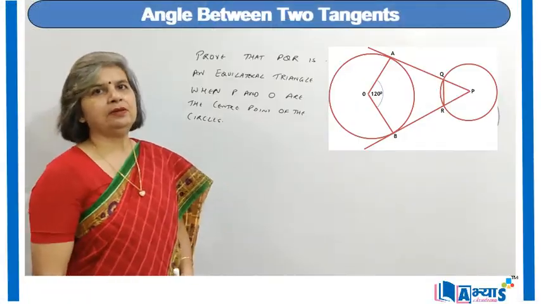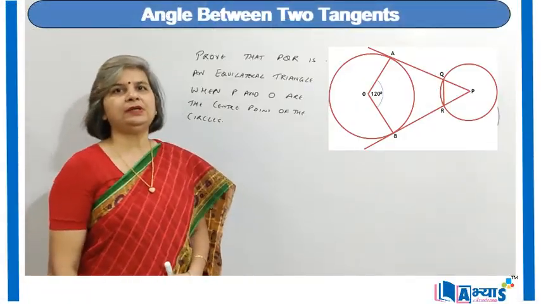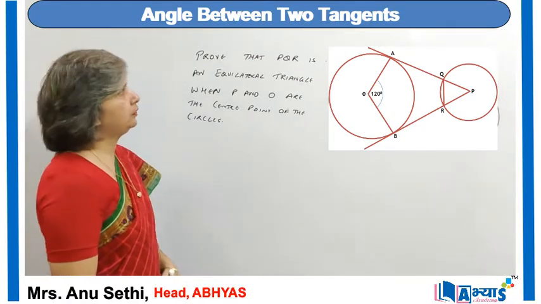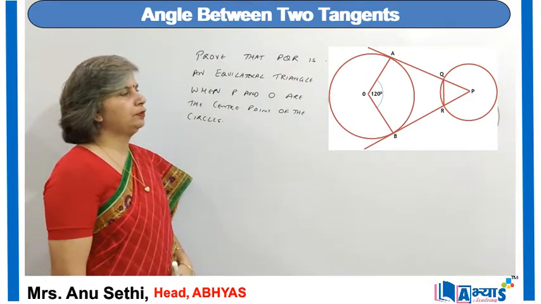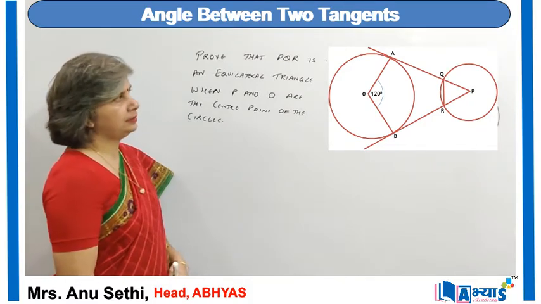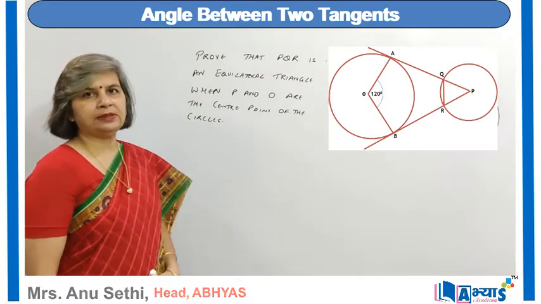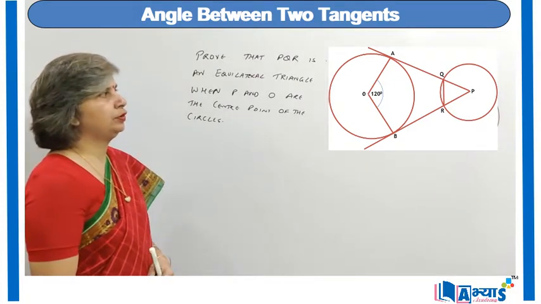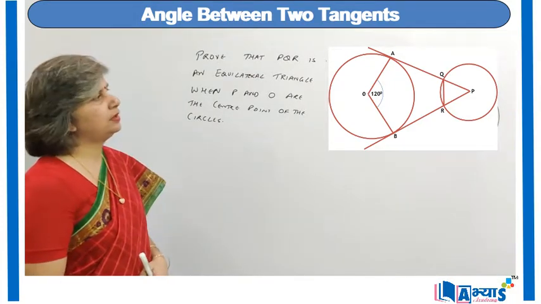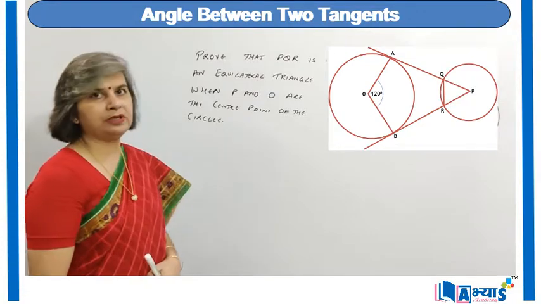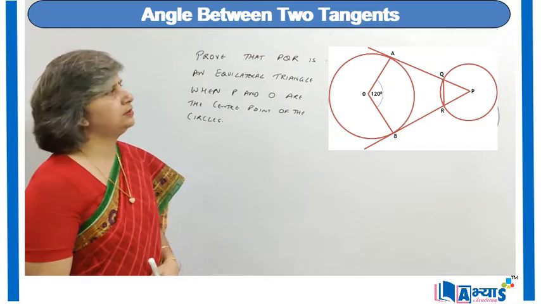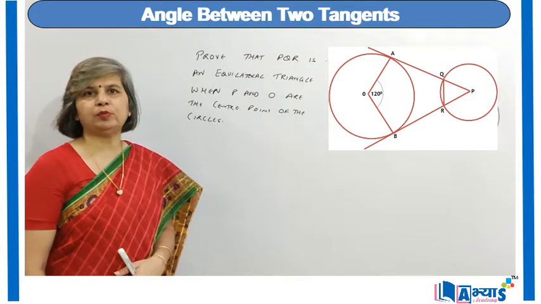Now let us apply the concept that the angle between the tangents and the angle at the center are supplementary. We are given a question to prove that PQR is an equilateral triangle in this figure, where O and P are the center points of two circles. As we know that O is the center point of the circle and P is an external point for the circle with center point O, and we have two tangents, PA and PB, for the circle with center point O.